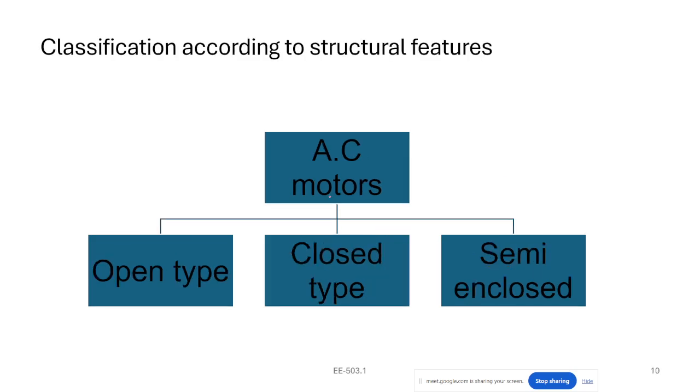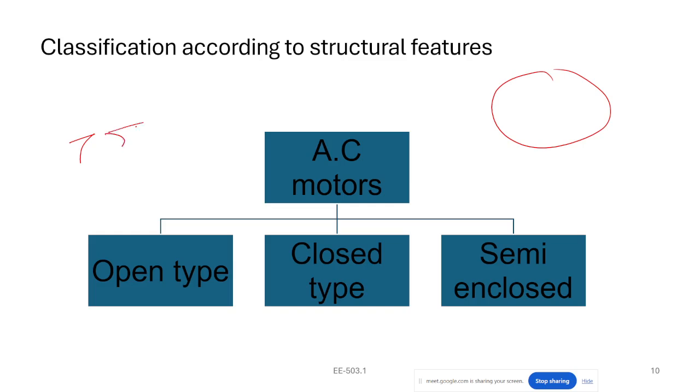The next classification depends upon the structural features: open type, closed type, and semi-closed type. This is based upon the constructional features, in terms of the rotor as well as the stator, that is the winding. Winding slots are there, so based upon the winding slots, how they look.